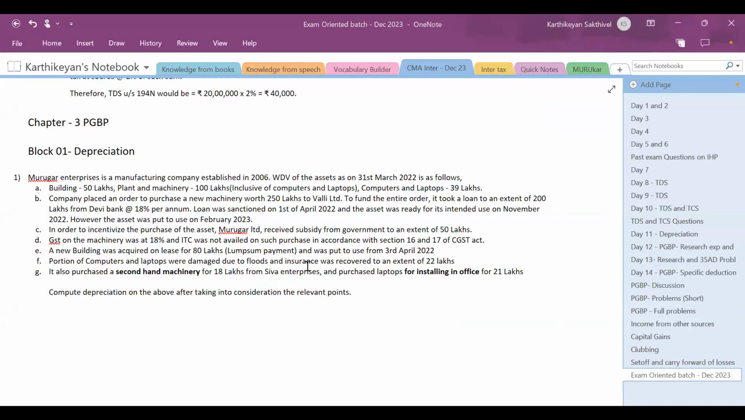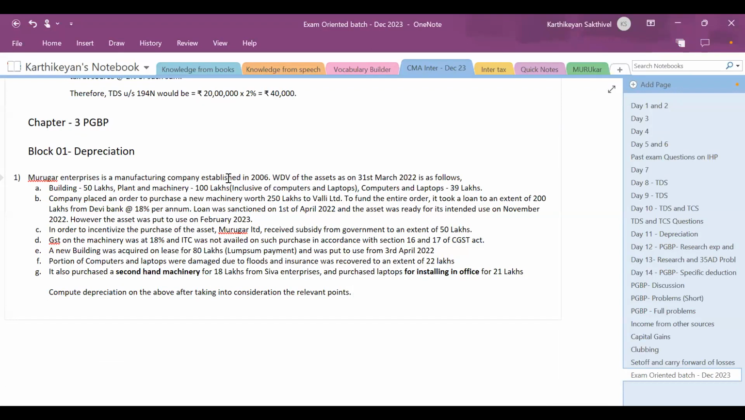Murugar Enterprises is a manufacturing company established in 2006. The WDV of the assets as on 31st March 2022 is as follows. Building 50 lakhs, plant and machinery 100 lakhs, inclusive of computers and laptops. Computers and laptops 39 lakhs.